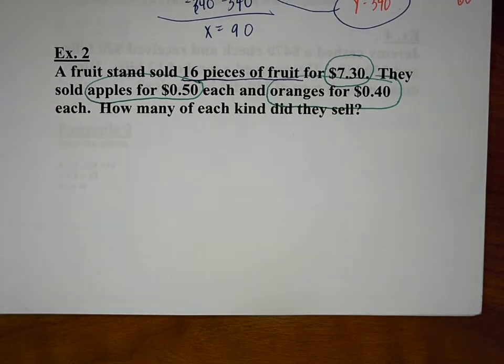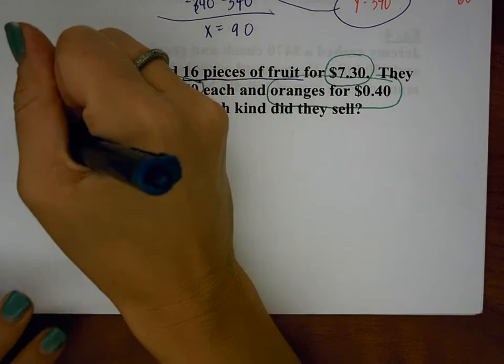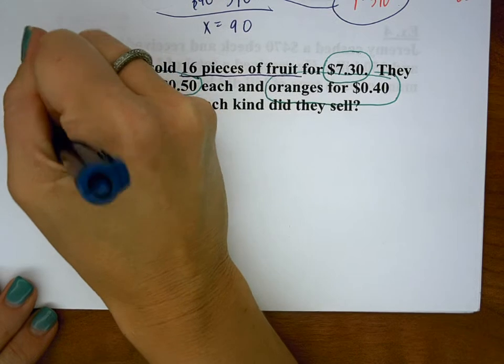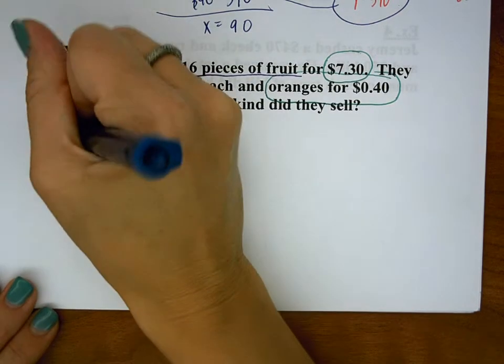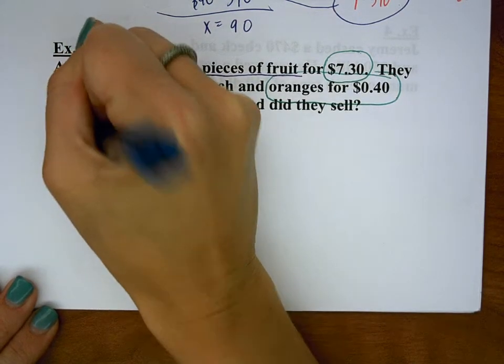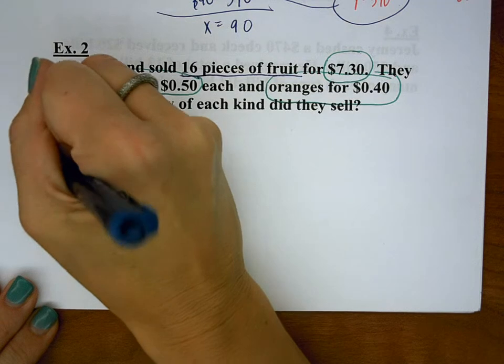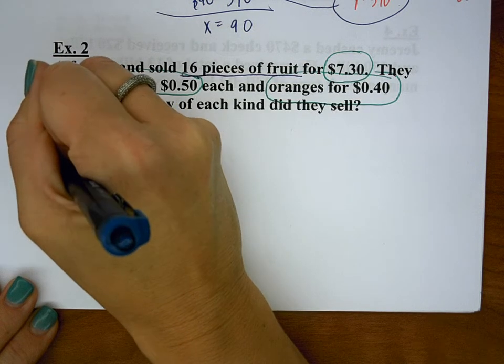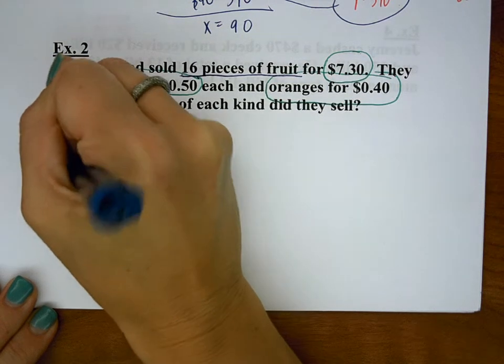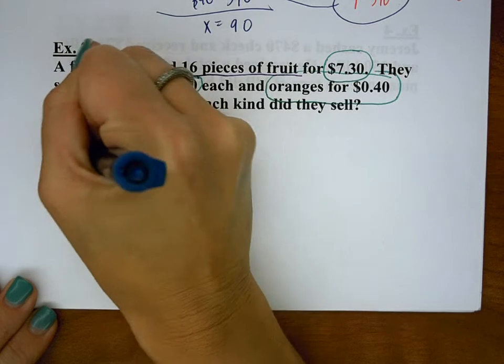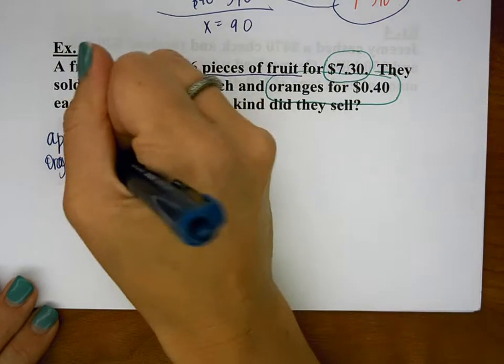Okay, so what are my two variables this time? Last time I was finding students and adults, this time I have apples and oranges. So you can use A and O. O is one that always messes me up. So I'm going to write apples as x, and I'm going to do oranges as y. If I can spell oranges. O-R-A-N-G-E-S. Thank you. Okay.